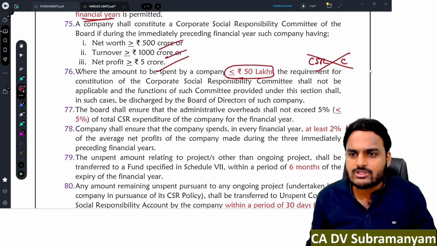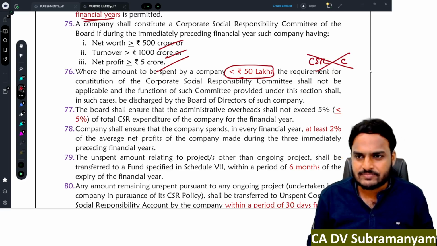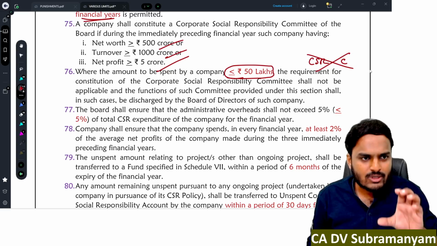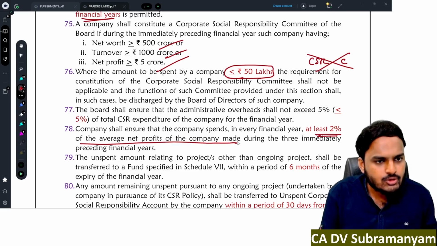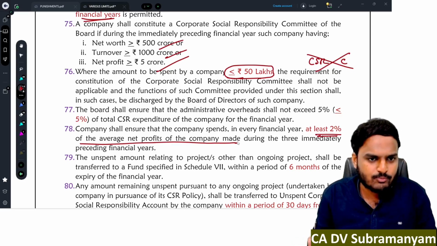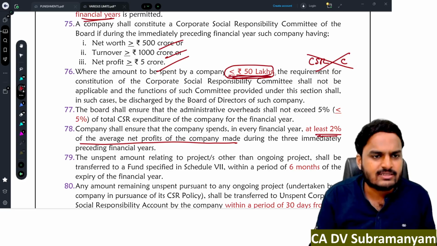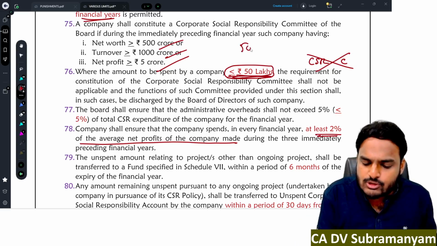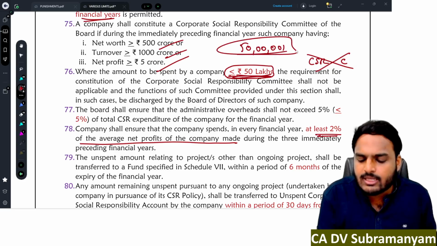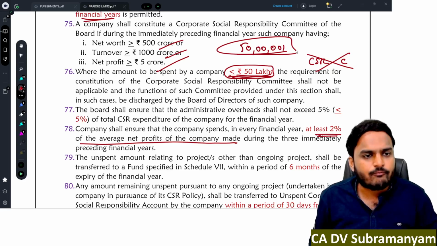Board of directors are sufficient to execute and implement the CSR policies. That's it. Understood? Once you are covered under this section, then at least 2% of the average net profits of the company you should spend on corporate social responsibility. If the 2% of average net profits is just 50 lakhs, then no need to have a CSR committee. Exceeding 50 lakhs, suppose 50 lakhs 1 rupee, then the company shall constitute a CSR committee. The CSR committee is responsible for framing, monitoring, and recommending CSR policies.